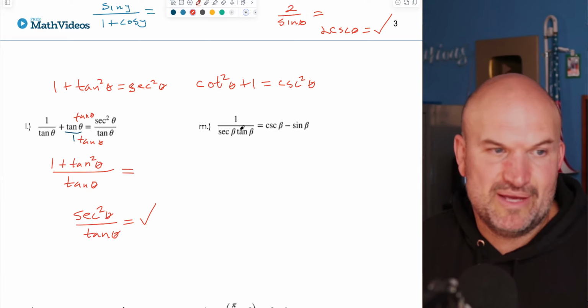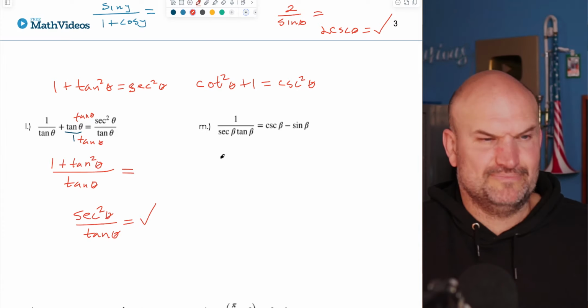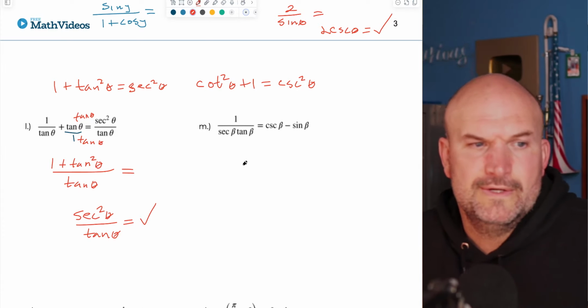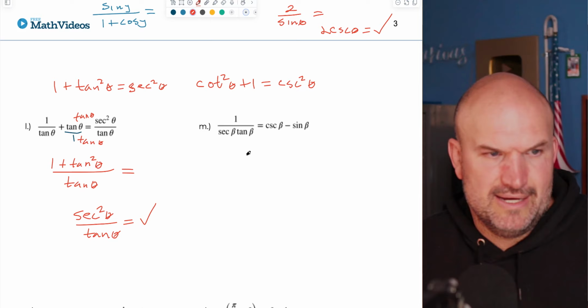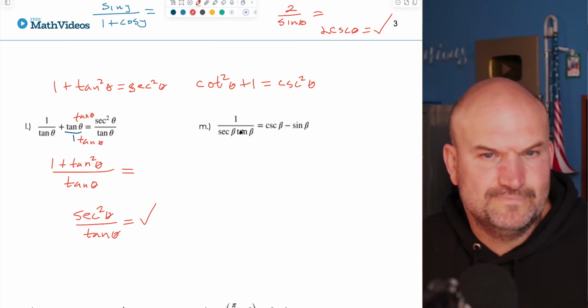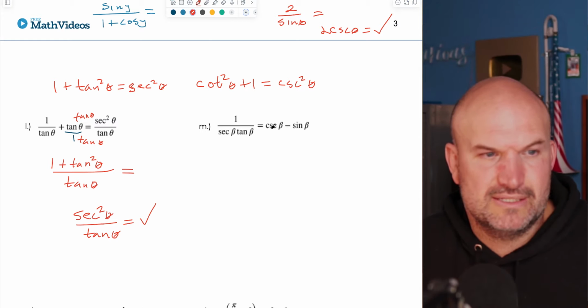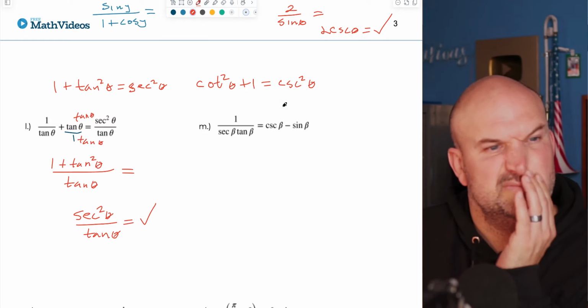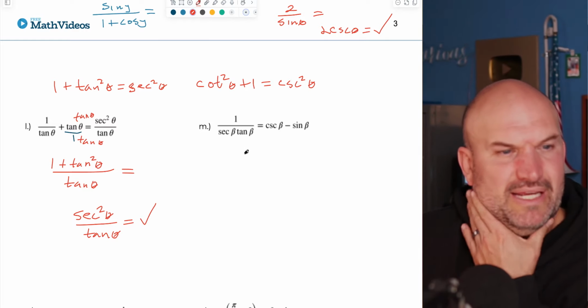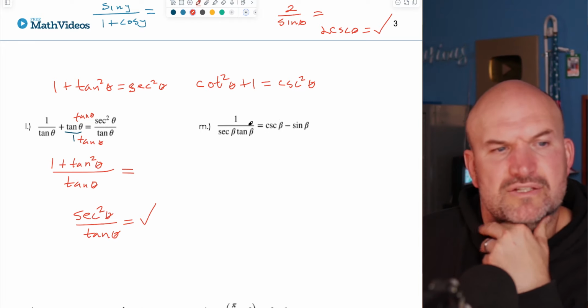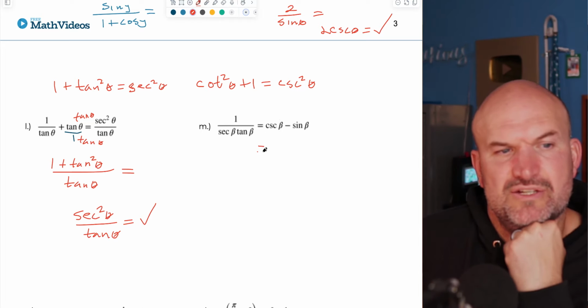Next one, 1 over secant of beta divided by tangent of beta. So we have a reciprocal on both of these. In this case, well, it kind of looks like I can recreate these two, 1 over a tangent of beta. Let's go and work on this right-hand side. Let's convert things to sines and cosines and see what we get.